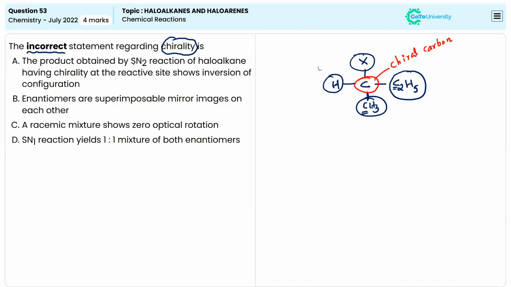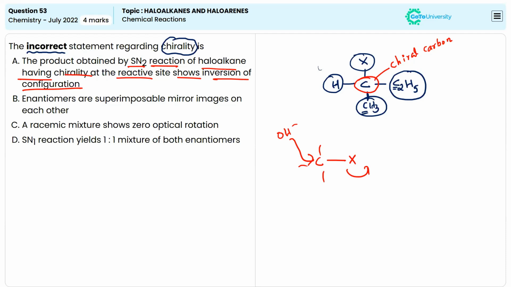The product obtained by SN2 reaction of haloalkane having chirality at the reactive site shows inversion of configuration. That is correct, right? Because SN2 mechanism means this is what I explained in the topic, right? The SN2 means it is a one-step process. Means the halogen containing carbon will be attacked by the nucleophile. At the same time, the halogen which is connected to the carbon will leave. Okay, so this is what I explained in that animation.